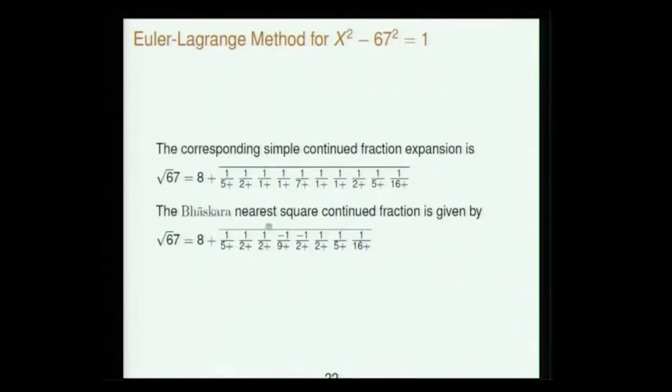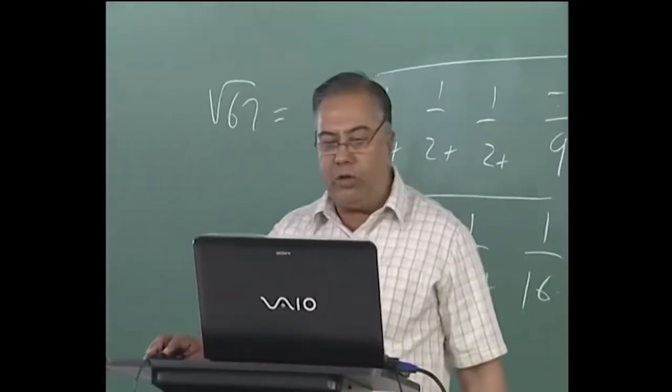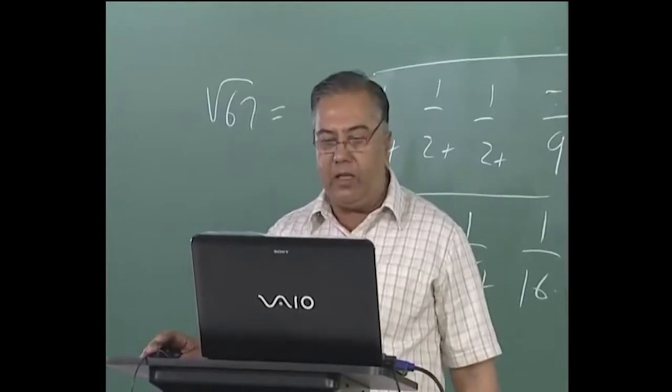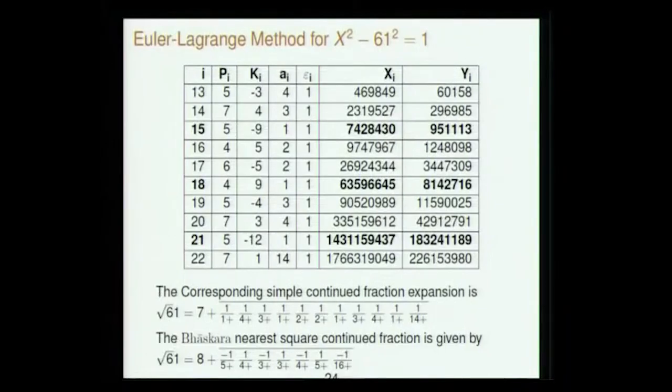So, the square root of 67 can be expressed as a simple continued fraction. It will look like this. Written as a semi-regular continued fraction, it will look like this. So, the period here is 1, 2, 3, 4, 5, 6, 7, 8, 9, 10. The period here is 1, 2, 3, 4, 5, 6, 7, 8. So, two steps are eliminated in 67. So, we can look at the great, old friend 61. In the Euler-Lagrange process, it will take 22 steps. Chakravala would have taken 14 steps.